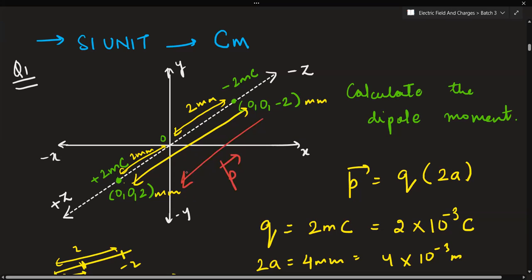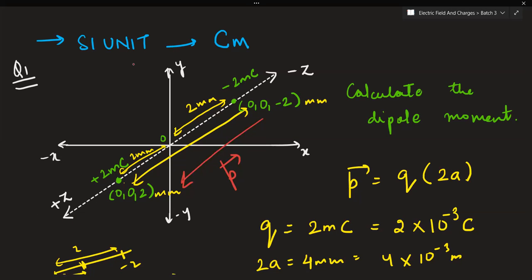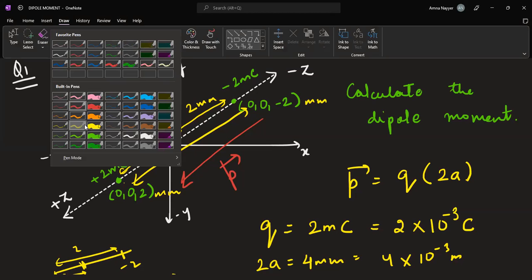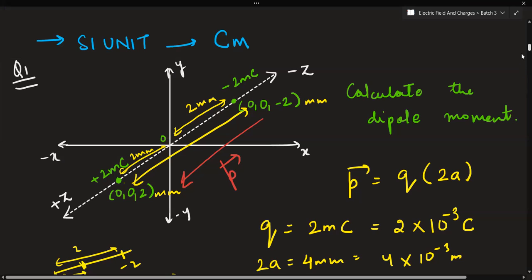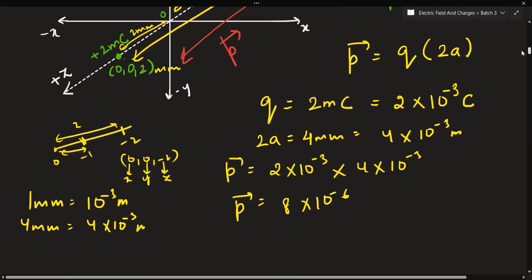So it is pointing towards which axis? Positive z axis. Does anybody know what is the unit vector for positive z axis? i cap, j cap, k cap. k cap. So your complete answer becomes what? This is the direction of dipole moment. So your complete answer becomes 8 into 10 to the power minus 6 k cap, coulomb meter.